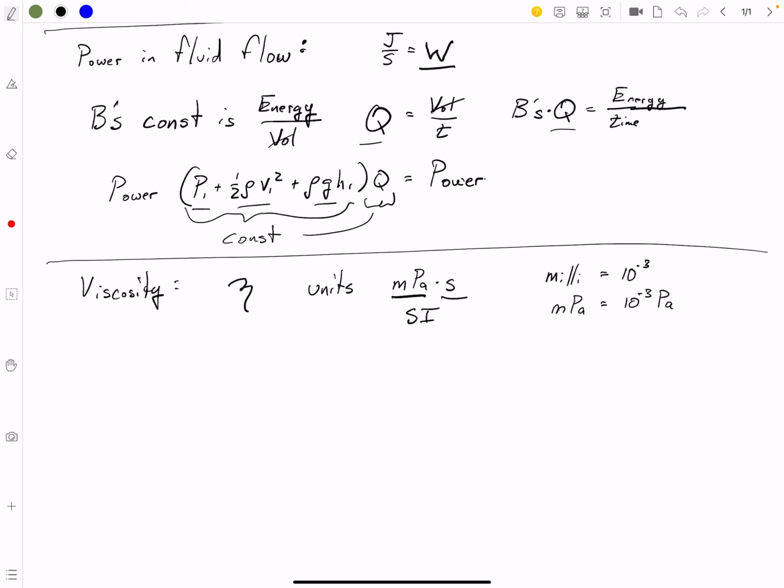Table 12.1 will have viscosities. You don't need to worry about that probably anymore, because I'll be giving you viscosities on the test, so you don't need to worry about that a whole bunch.